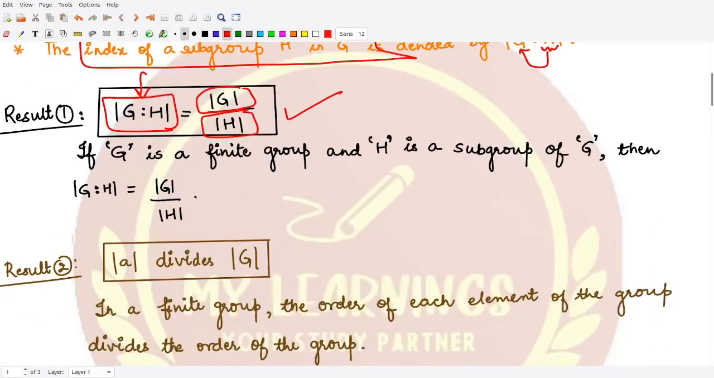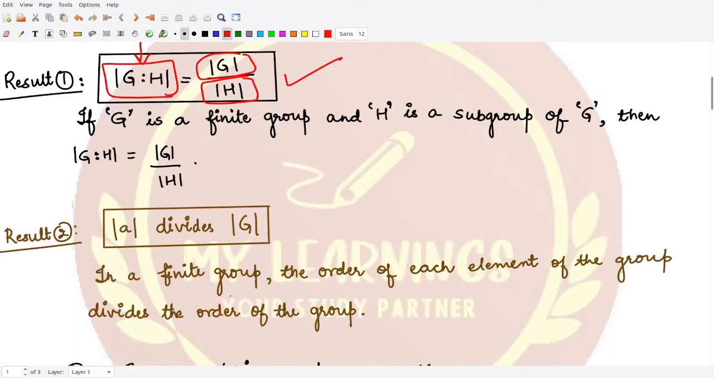Moving forward on to the second result, this result tells us that if we have a finite group, suppose it is given by this capital G, and we have some element A which is a member of this group G, then the order of each such element will surely divide the order of the group whenever we have a finite group. So in a finite group, order of each element divides the order of the group, right? Okay, so this is the result.